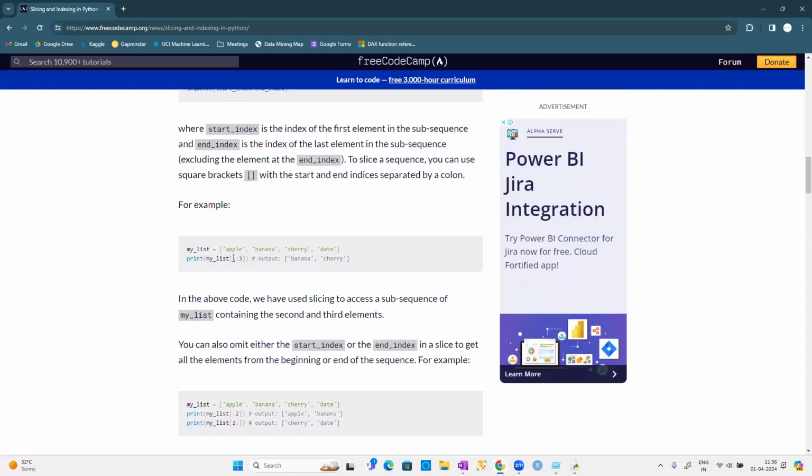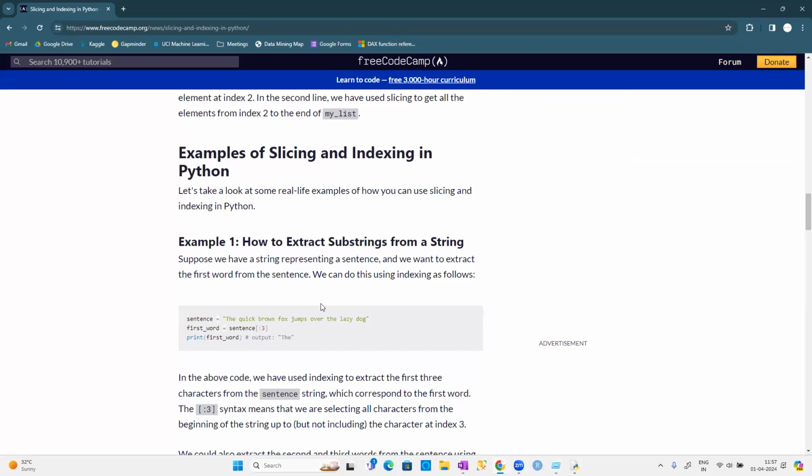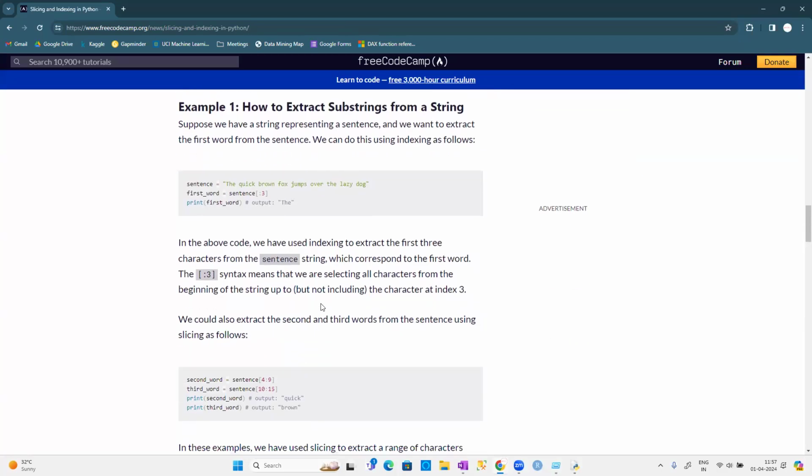From where to where you want to get? 1 to 3: banana and cherry will come, because 1 and 2 will come, guys. So as I already told you, we can use a starting index and an ending index. So what is the meaning of 1 to 2, guys? Apple and banana will come. 2 to 4 means cherry and date are going to come, guys. How it works, we can see within applications.